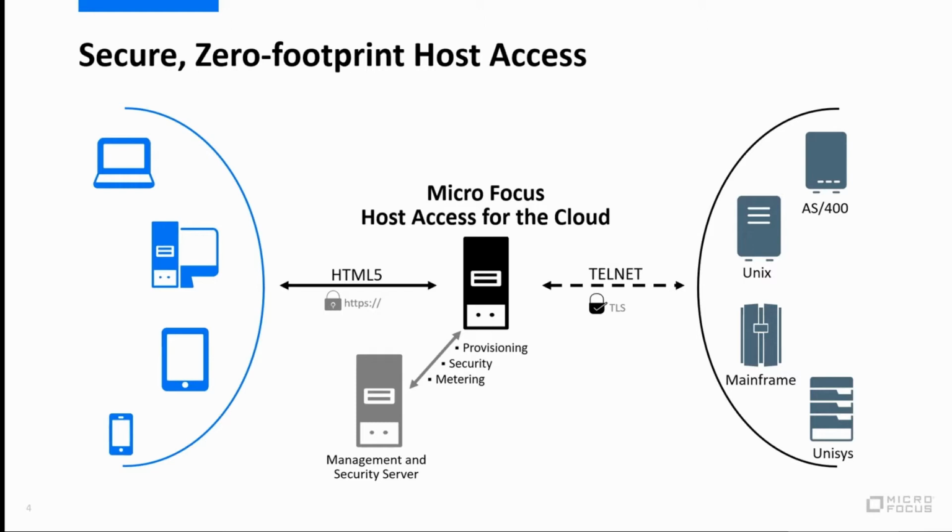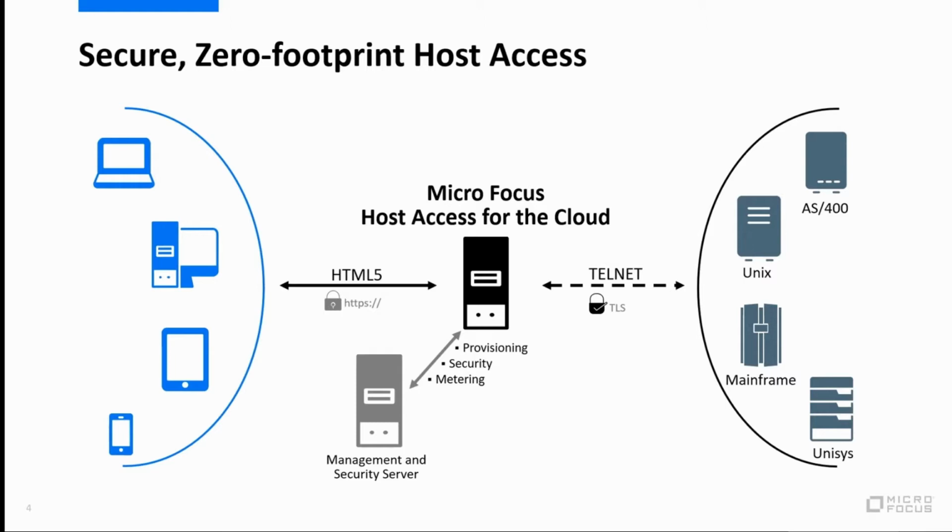So looking at this diagram, you have your clients out there on the left-hand side, your emulators, if you will, right? Nothing installed on the desktop, but these are your browsers that are running on maybe a laptop or a Chromebook or it could be a desktop, it could be an iOS, it could be an iPad or an iPhone. So these are modern browsers running on any of those. They connect to what we call the Host Access for the Cloud session server, and they connect to that via HTML, and that is what renders the green screen down to their device.